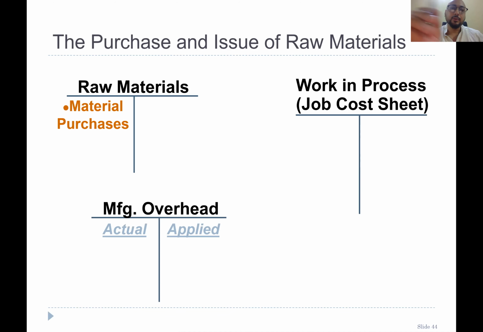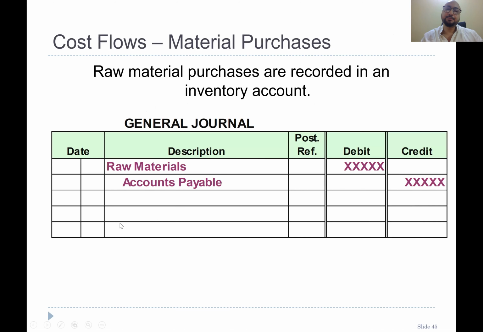Okay, now let's talk about this. So first, we purchase and issue the raw material. So when raw material is purchased, what would be the entry? Raw material is purchased on account. Raw material is our asset, or you can say the inventory, because we talked about inventory as three kinds: raw material, work in progress, finished goods. Understand? So this is part of inventory, right?